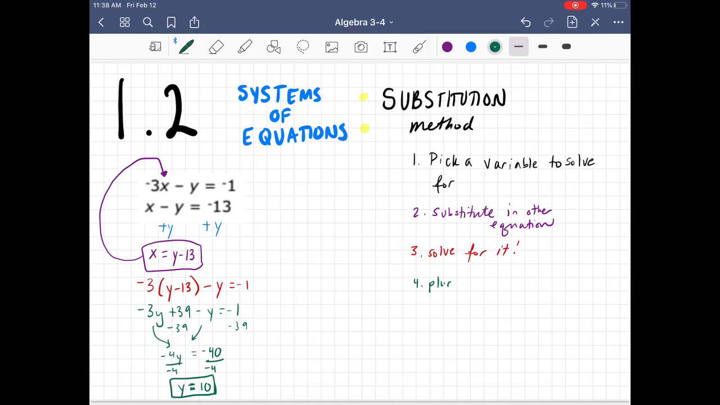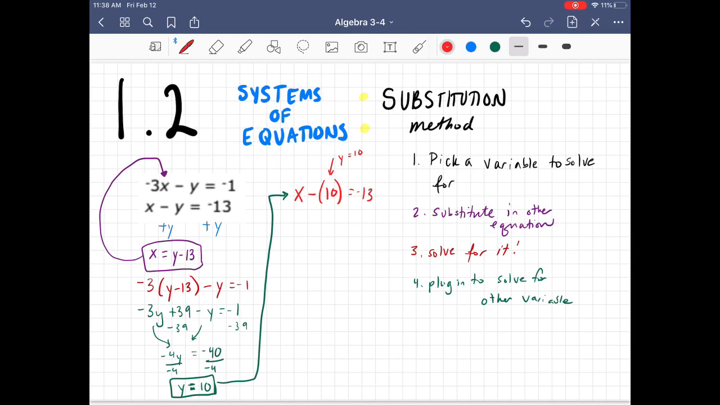Next step, plug it in to solve for the other variable. So we know what y is. All we've got to do is pop that into one of those equations at the top, and we can figure out what x is. So I've got x minus, instead of y, I'm putting 10 because I know y equals 10, equals negative 13. And let's solve for x.